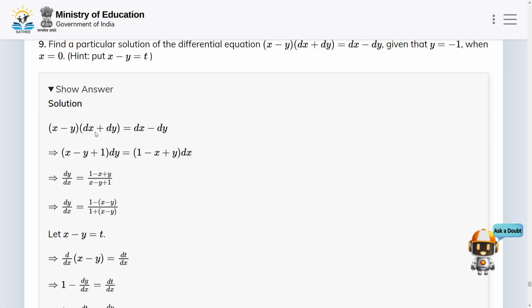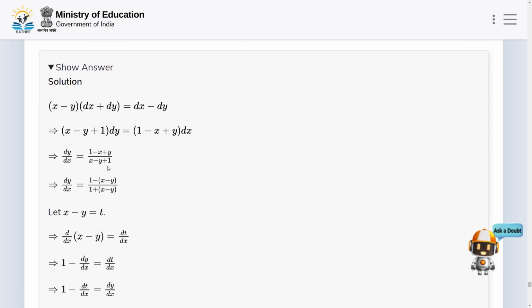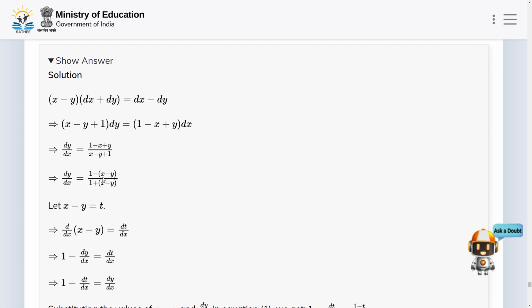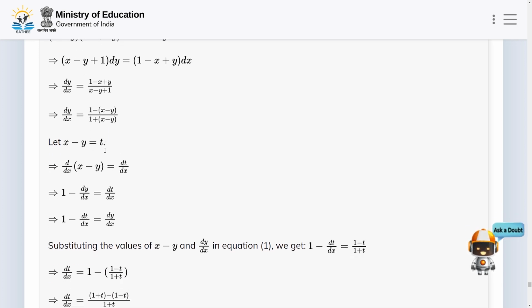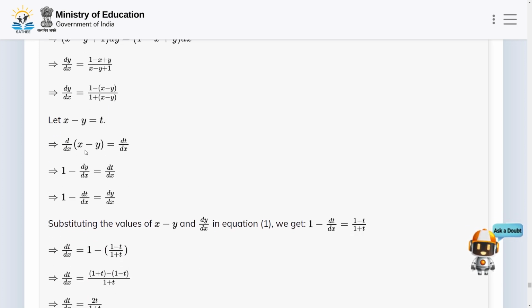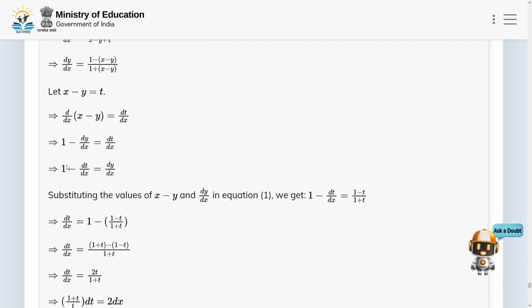First of all, what we have to do? Rearrange the terms so that you will get dy by dx is equal to 1 minus x minus y, divided by 1 plus x minus y. Now substitute x minus y as t. The derivative of this will give you 1 minus dy by dx is equal to dt by dx. This means 1 minus dt by dx is equal to dy by dx.